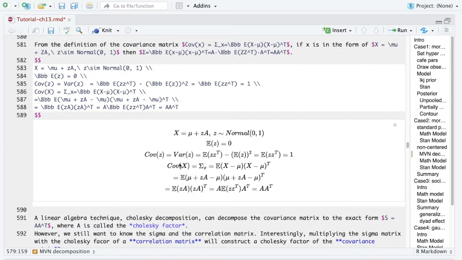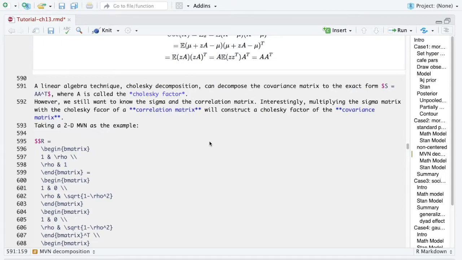Then how about the covariance of x? From the definition on Wikipedia, the covariance of x is defined as the expectation value of (x minus mu x) times (x minus mu x) transpose. We can replace x using mu plus zA, so mu just disappears in the formula. Now the covariance of x becomes the expectation value of zA times zA transpose. After rearranging the order of operations, we can find out that the expectation of z times z transpose is actually the variance of z, which equals 1. So the covariance of x is equal to A times A transpose.